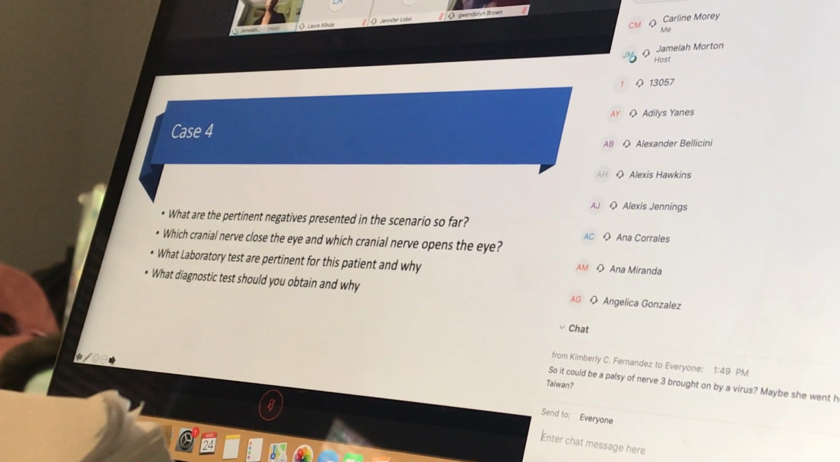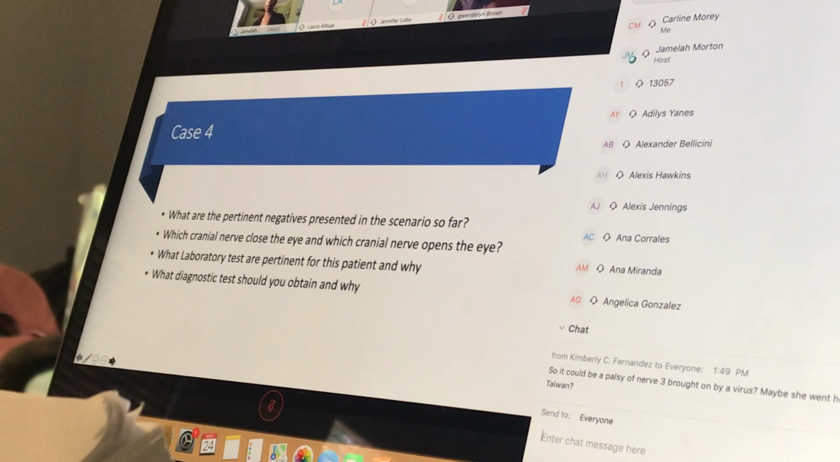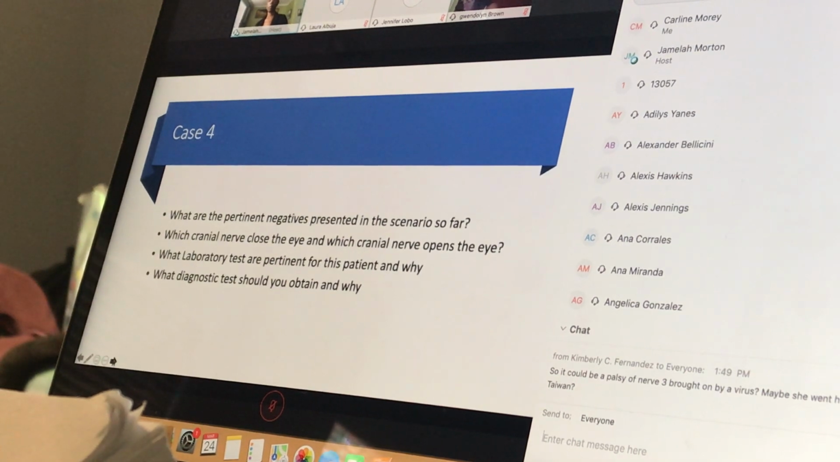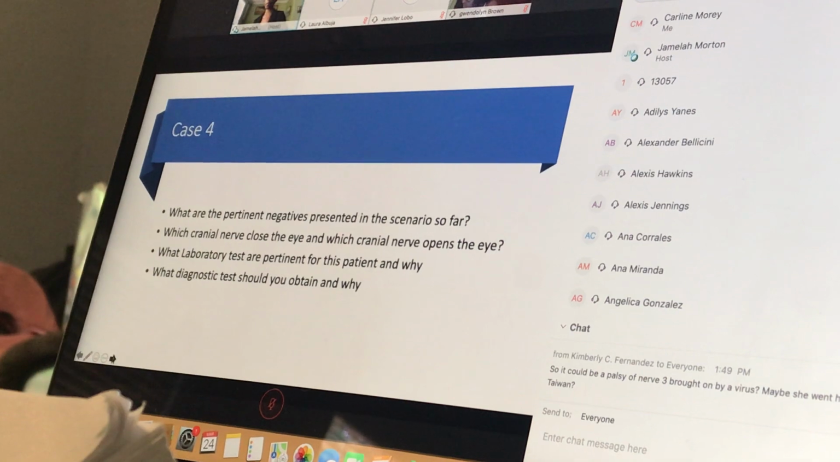So you want to do a viral load. You want to do a Lyme titer. You want to do a herpes simplex titer. These are usually viral illnesses that can cause these. Okay. What other diagnostic tests should you obtain and why?